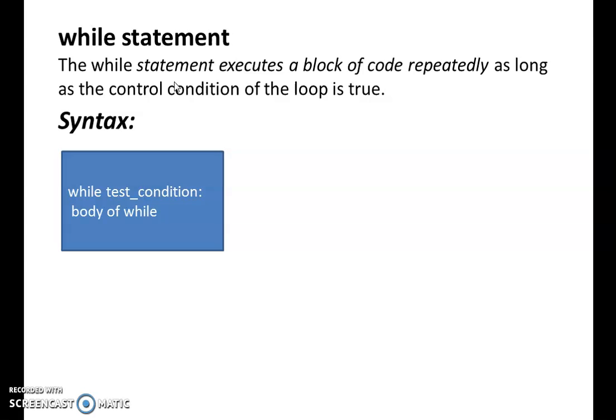The while statement again is an iteration statement, and it executes a block of code repeatedly as long as the control condition of the loop is true. And syntax is simple. We write while keyword and then we write condition to be checked. We put colon and then we write body of while loop or the set of statements that we want to execute number of times based on this test condition. So let's see this while statement in one example.